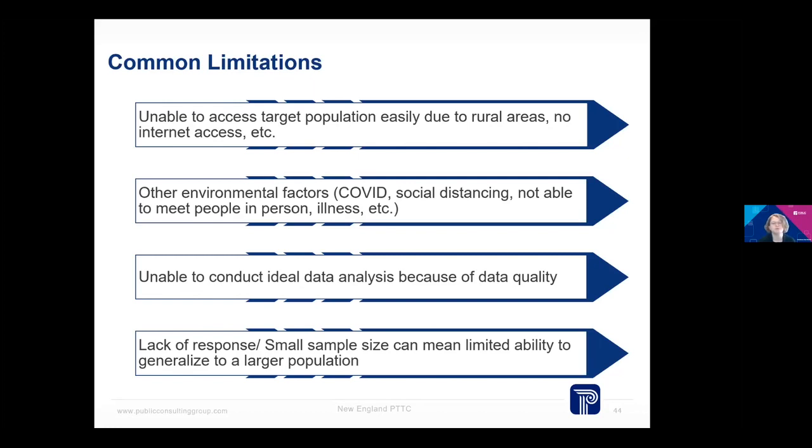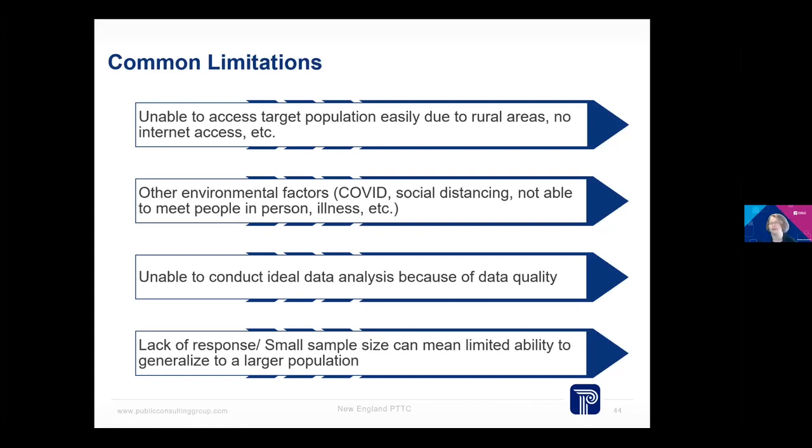This also goes back to that guiding principle regarding integrity for communicating truthfully and openly to your clients and relevant stakeholders concerning all aspects of the evaluation, including its limitations. Some common limitations of the evaluation that we run into a lot are sometimes you're unable to access the target population easily because there's a lot of rural areas or no internet access.